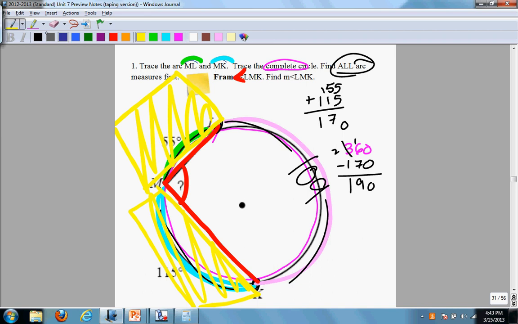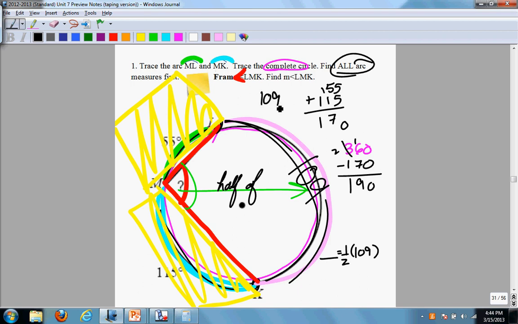Okay, you should notice, remember an inscribed angle is half the arc, so the angle is half of the arc. So if that's 109, you ask yourself, what is half of 109? So we just take 109, we're going to divide by 2. Two goes in there 5 times, 10.